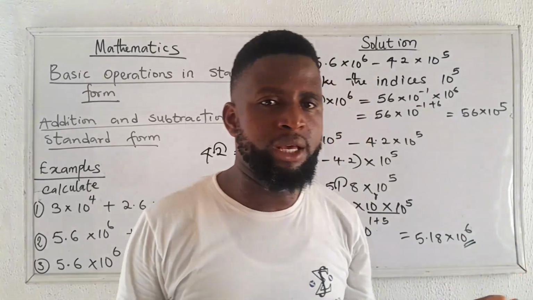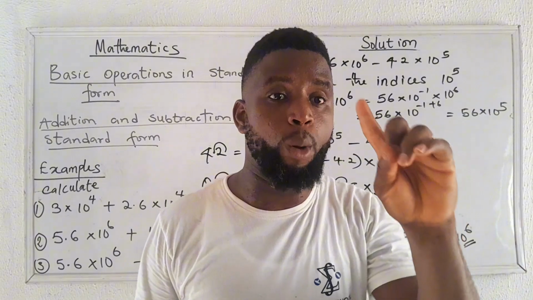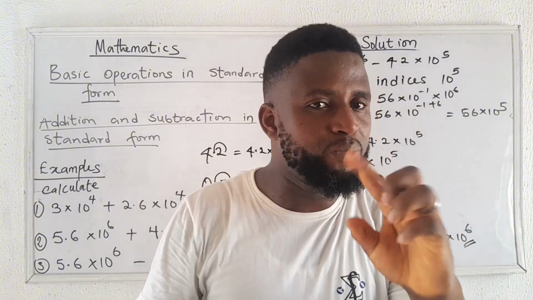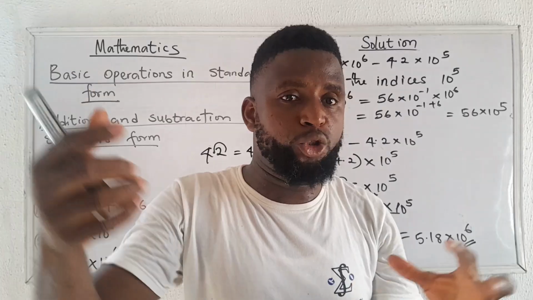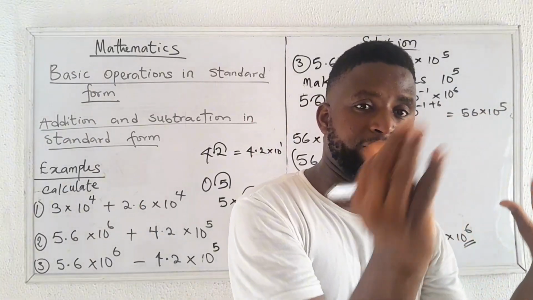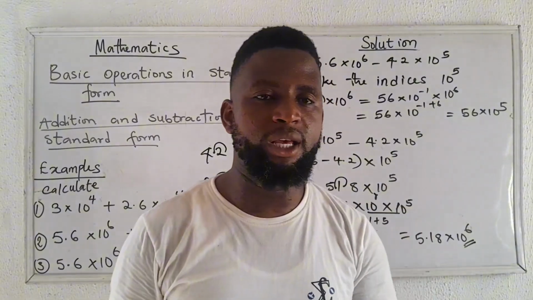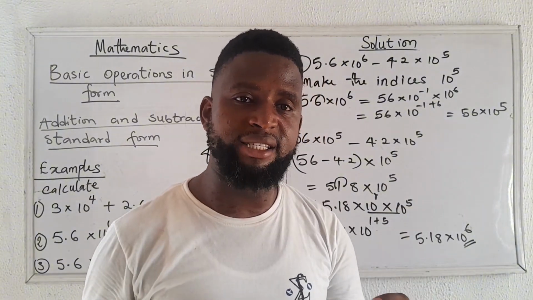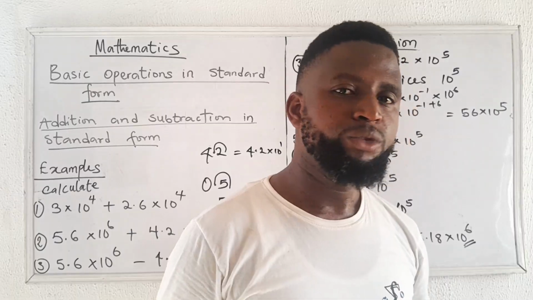So simply, for you to add or subtract numbers in standard form, number one, their indices must be the same. Number two, you add or subtract the two numbers in front, that is their A's. And then number three, you must check your result or your answer that it is a correct standard form, right?